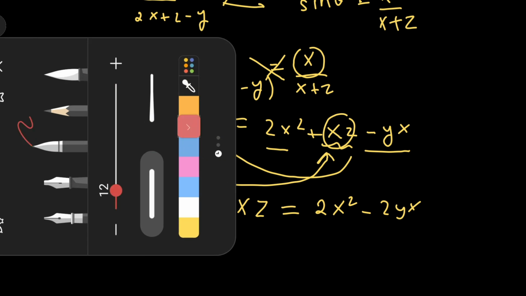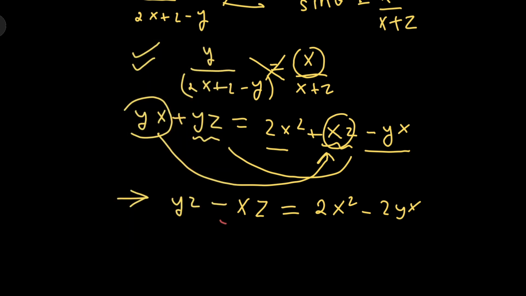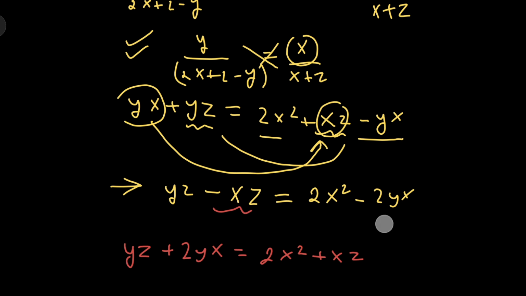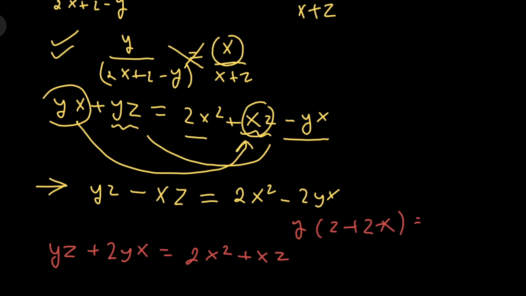Now to solve this thing, what I will do is I will just move negative xz on the other side and negative 2yx on this particular side. So I will get yz plus 2yx equals 2x square plus xz. Okay, now on the left hand side, from both these terms I can take y common, so inside the bracket I will have z plus 2 times x, and on the right hand side I can take x common, so inside the bracket I will have 2 times x plus z.